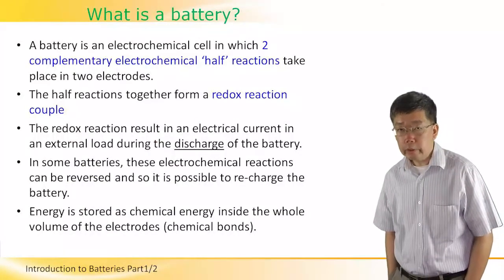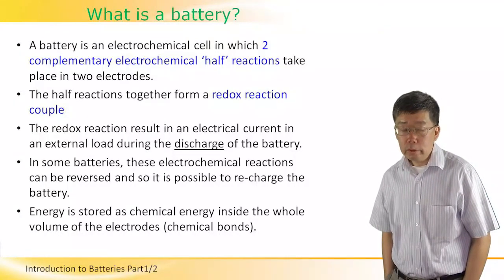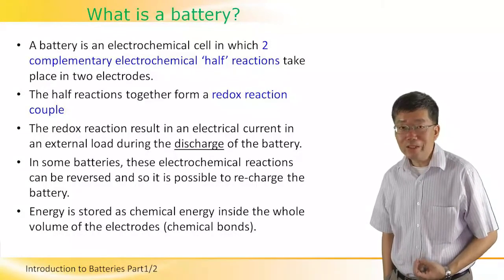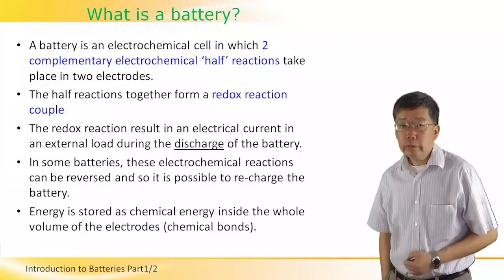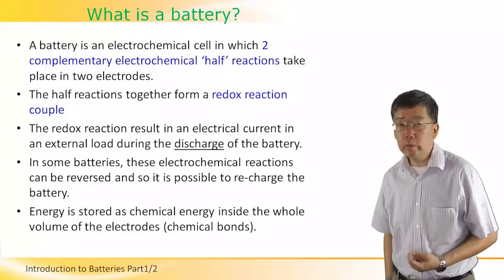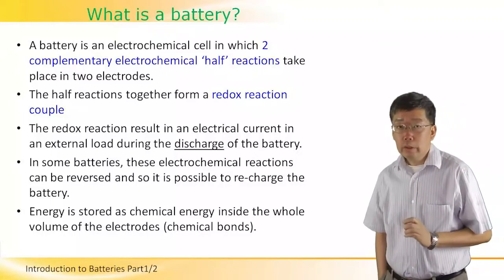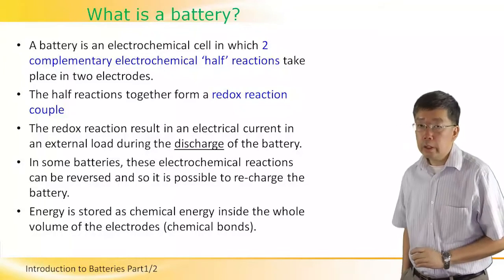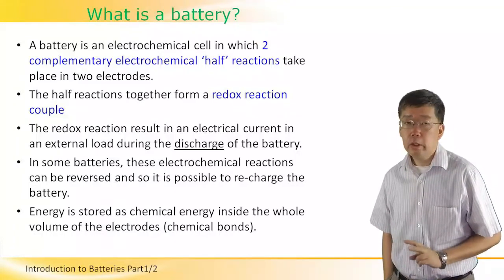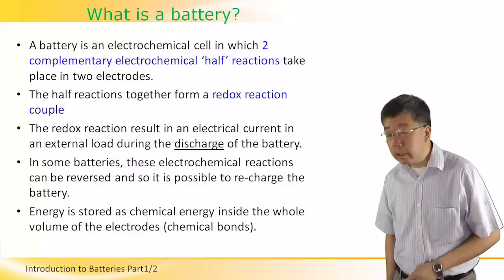So what is a battery? This is an energy storage device which we use every day, but most of us perhaps are not so familiar with what's inside a battery. A battery is basically an electrochemical cell. So the key term here is the cell. And inside every electrochemical cell, two complementary electrochemical half reactions take place. And they take place in two electrodes. These are commonly called the positive and the negative electrodes.